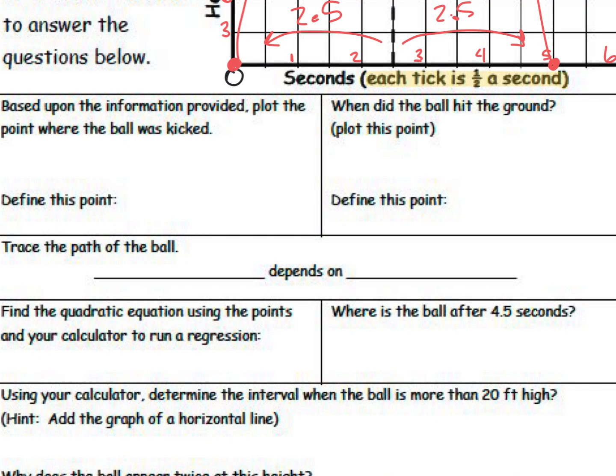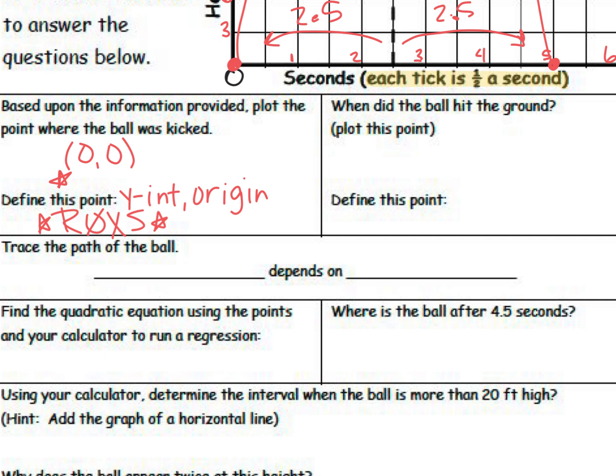So we can answer all the rest of these questions. Based on the information, plot the point where the ball was kicked. Well, we said the ball was kicked at 0, 0. What is that called? It is the origin, but it is also called a what? It's a root. It's an x-intercept. It's a 0. It's a solution. And remember, we are starting on the ground. That's why it's at 0, 0.